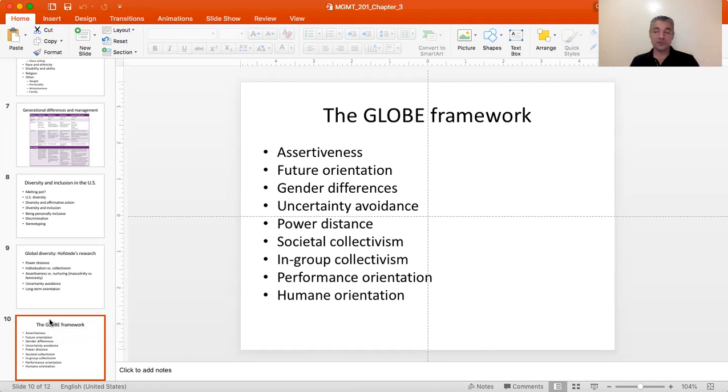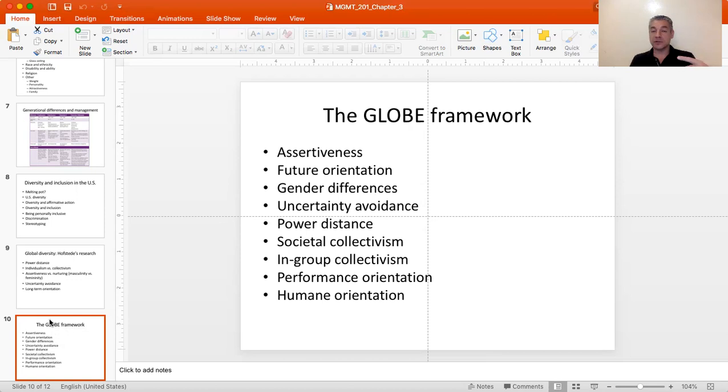So assertiveness, obviously very similar to masculinity. Future orientation, similar to long-term orientation. Gender differences, right? That talks about the extent to which certain jobs are maybe associated with certain genders, and the cultural and behavioral expectations that we have of each gender. Uncertainty avoidance, power distance, societal collectivism, in-group collectivism.